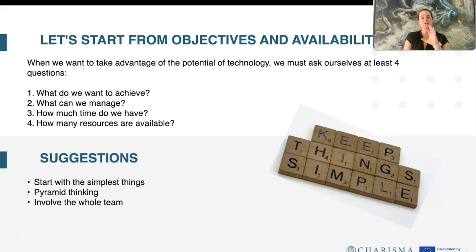Let's see these three suggestions. So start with the simplest thing. Quite often, we want to reach perfection immediately, in a short time, with the smallest effort, but obviously that is not the real world. So the best thing to do is to start thinking and planning the simplest thing, what we can afford and reach, with a calculated amount of time and costs.